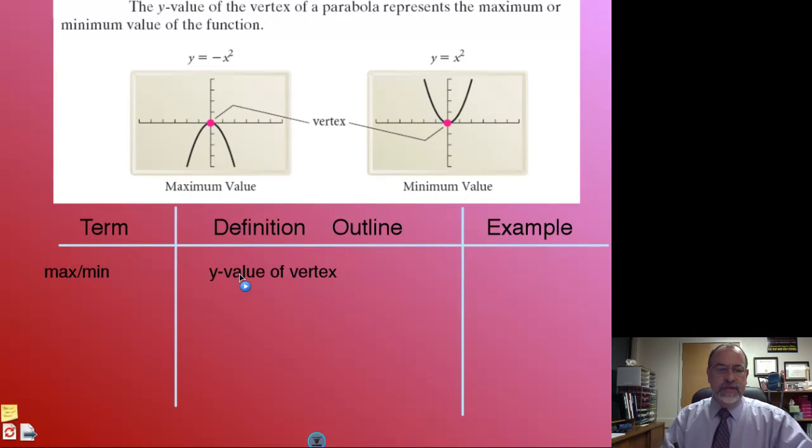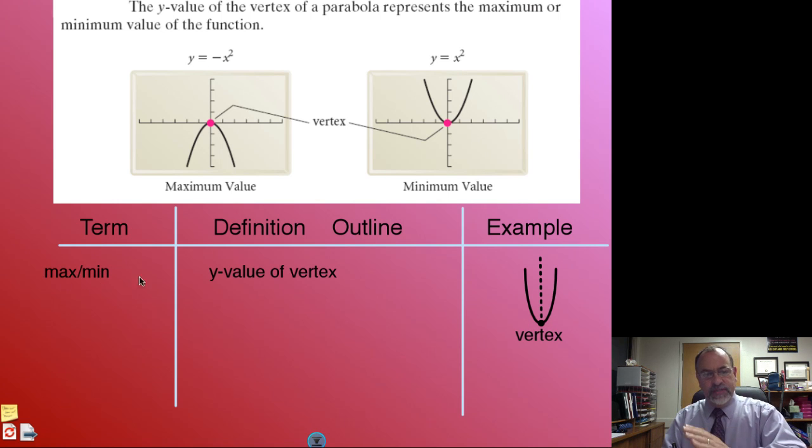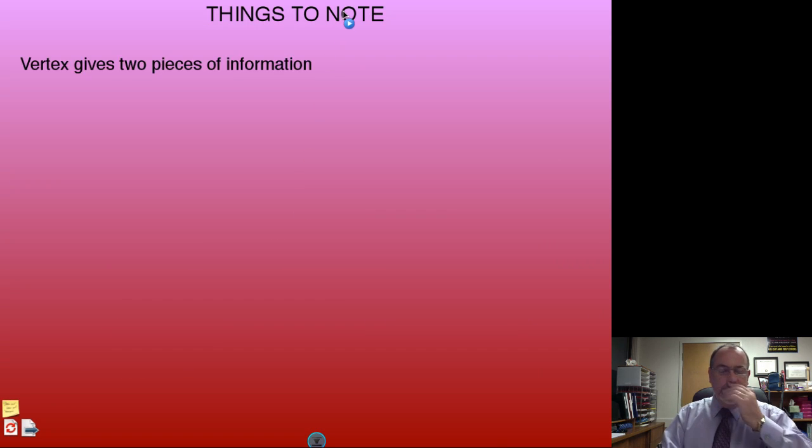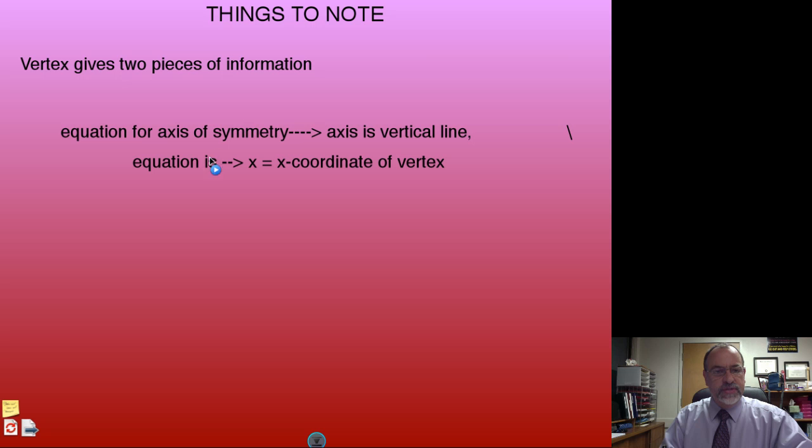Now, it's important information that I just want you to get, and actually I'll cover it on the next page. This kind of summarizes that. The max or the min is the y value of this vertex that is on that axis. Now, a little bit of things to note, some vocabulary that's very important that you know. I want you to understand that the vertex gives us two valuable pieces of information, each one of them different, so you need to know which one is which.